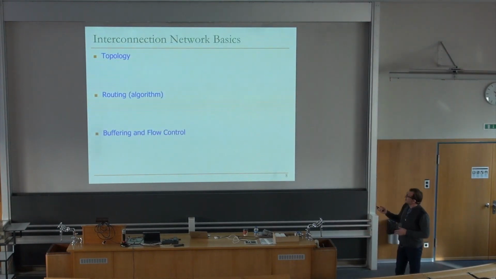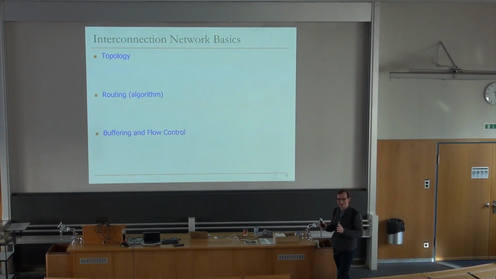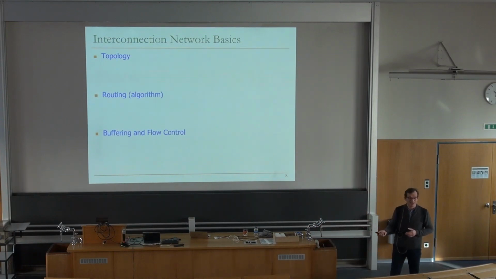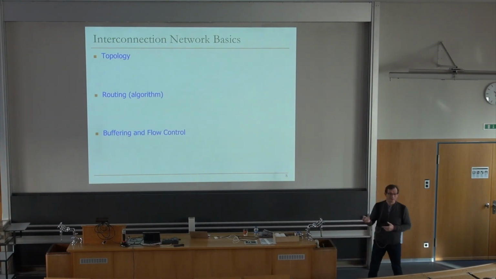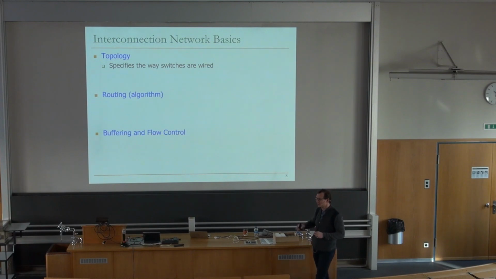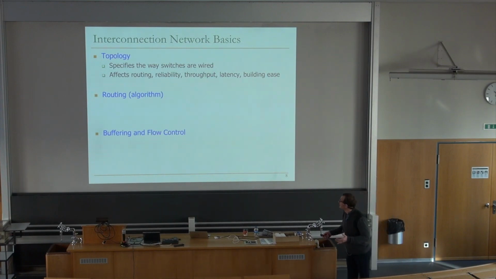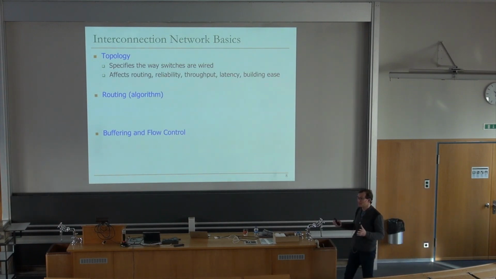Okay, so I'll give you some terminology to begin with. There's a lot of terminology in this area, actually. I'll try to minimize it, but you cannot avoid some terminology. We're going to talk about three major things in interconnection networks. And these three things are interrelated to each other: topology, routing, and buffering and flow control. So what are these? Topology essentially specifies the way switches are wired. You have switches. Switches are the things that route packets, route things that need to be communicated. And topology specifies that. It affects everything, basically. It affects how you do the routing, your reliability, your throughput, latency, how easily you can build it. And that's why we'll start with the topology.